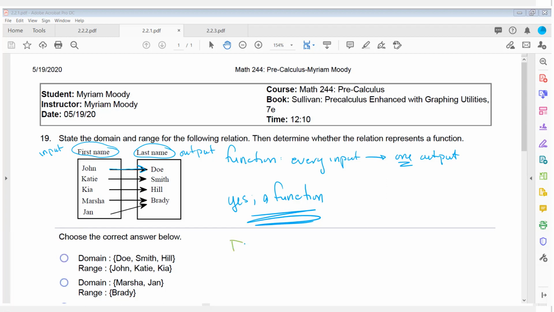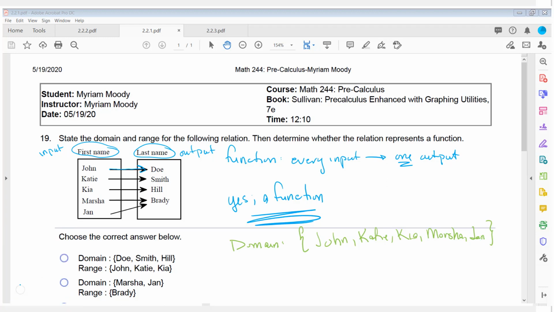The domain is the input, correct? Okay, so we're going to write it in set notation. So remember, we write the braces for set, and my input consists of John, Katie, Kia, Marcia, and then Jan. So this would be considered my domain.